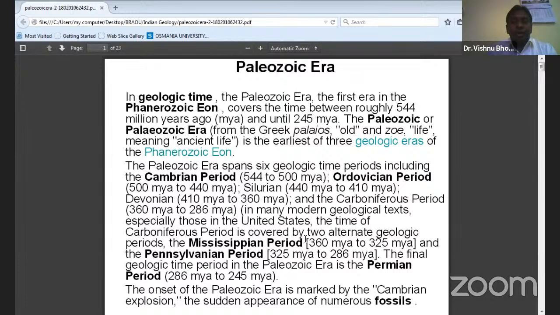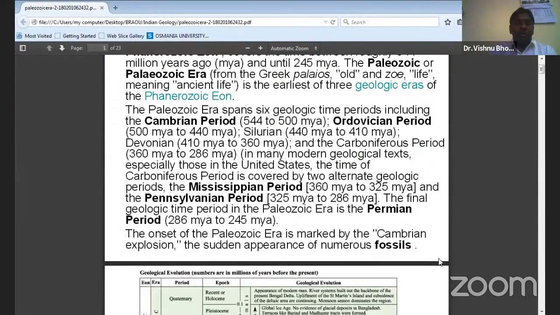It is the earliest of the three geologic eras of the Phanerozoic eon. The Paleozoic era spans six geological time periods, including the Cambrian period, 544 to 500 million years; the Ordovician period, 500 to 440 million years; the Silurian, 440 to 410 million years; the Devonian, 410 to 360 million years; and the Carboniferous period, 360 million years to 286 million years in many modern geological texts, especially those in the United States.